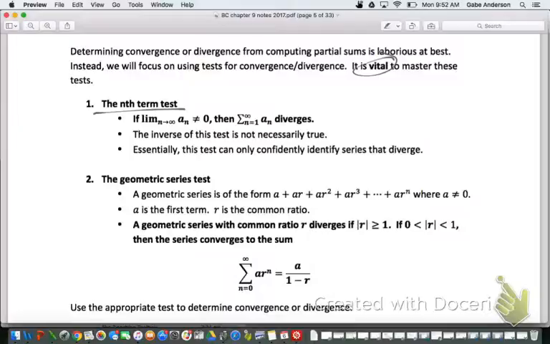Sometimes we'll be able to say, hey, this series converges, and we'd be able to actually figure out what that sum would be. Other times we're not going to be able to figure out what the sum is, but we can say, well, there is a sum, because we know this converges, or we're going to say there is no sum because this series diverges.